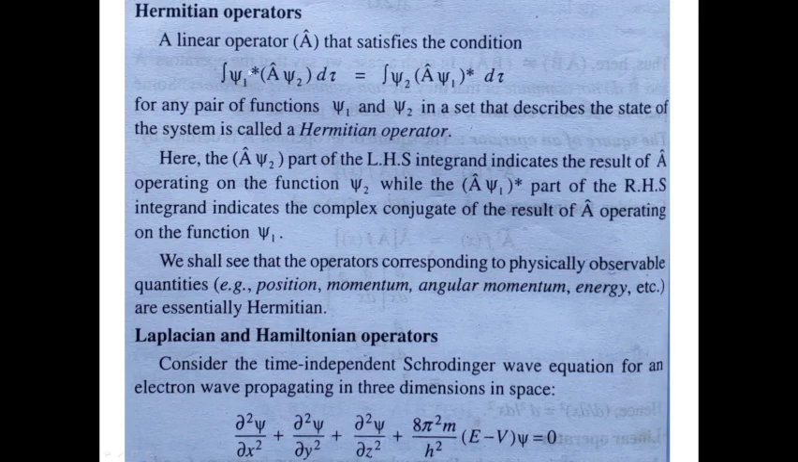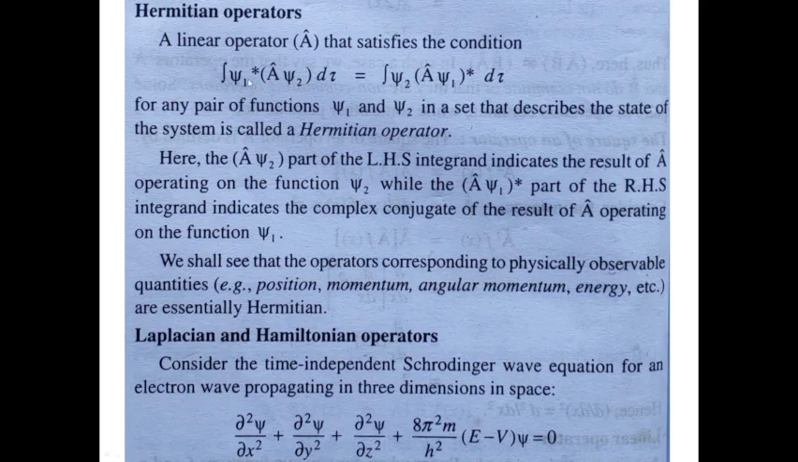The integral of psi 1 star psi 2 d tau means there are two wave functions, psi 1 and psi 2, and d tau means dx dy dz. dx means a small change in the x direction, dy a small change in the y direction, and dz a small change in the z direction. That represents the three coordinates, so it is three-dimensional.